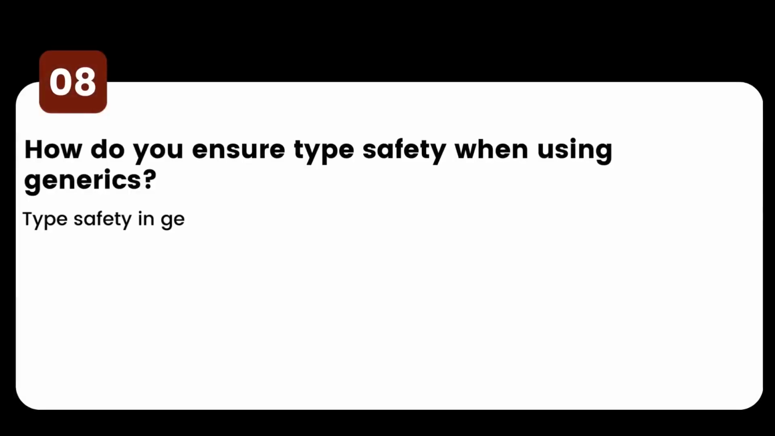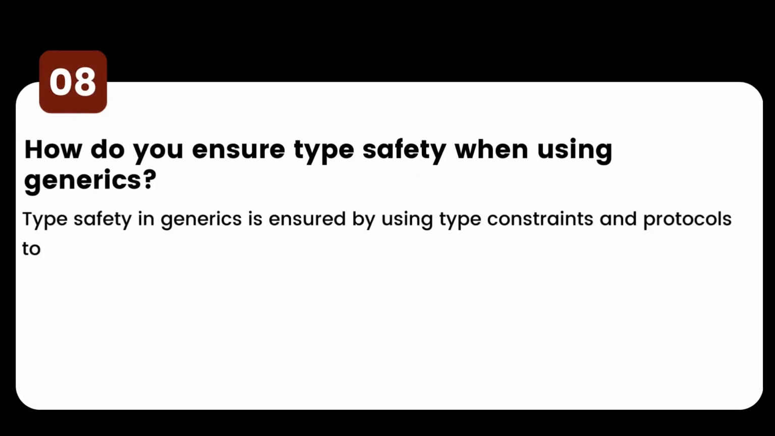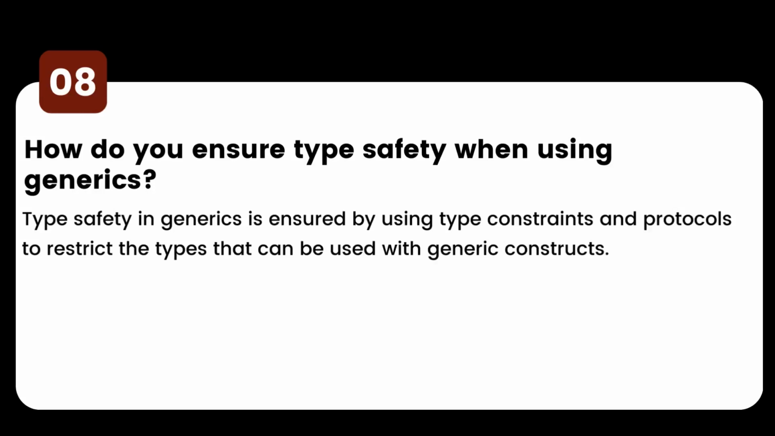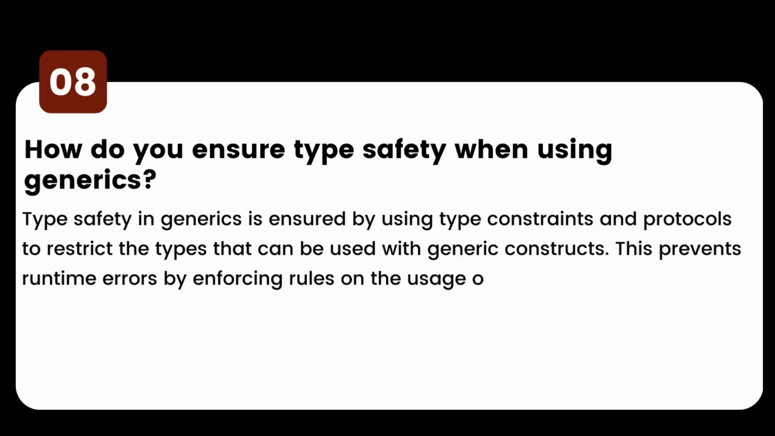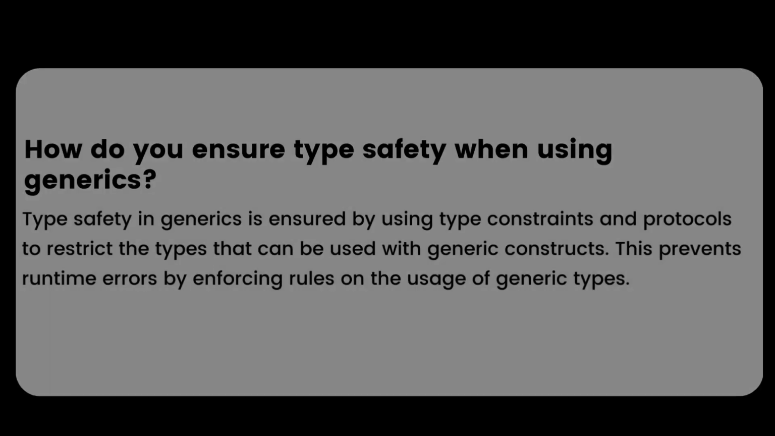How do you ensure type safety when using generics? Type safety in generics is ensured by using type constraints and protocols to restrict the types that can be used with generic constructs. This prevents runtime errors by enforcing rules on the use of generic types.